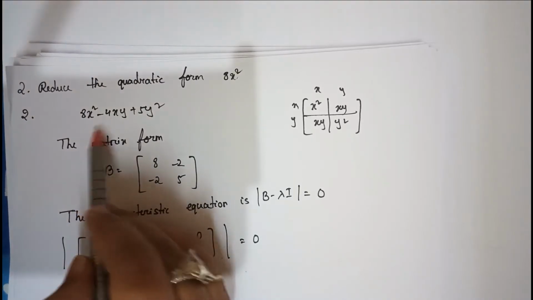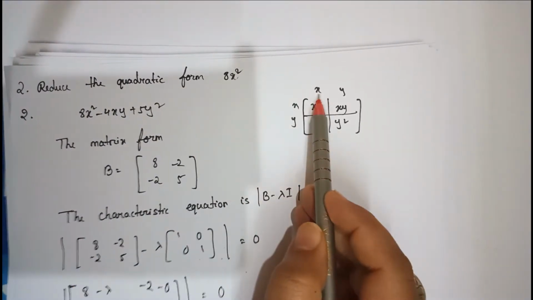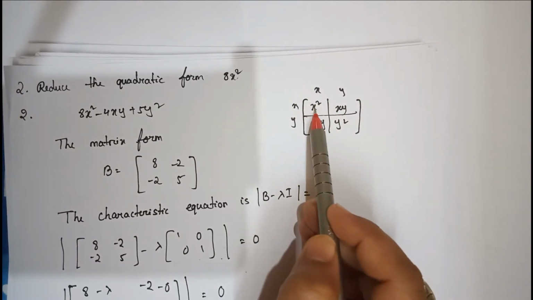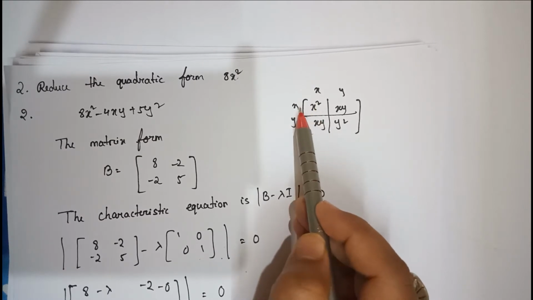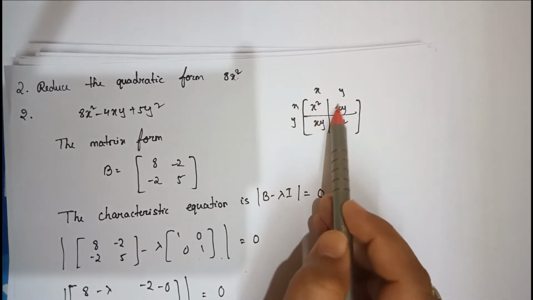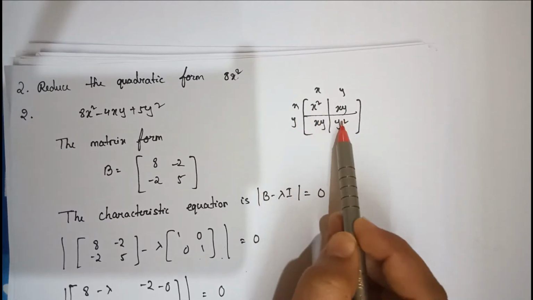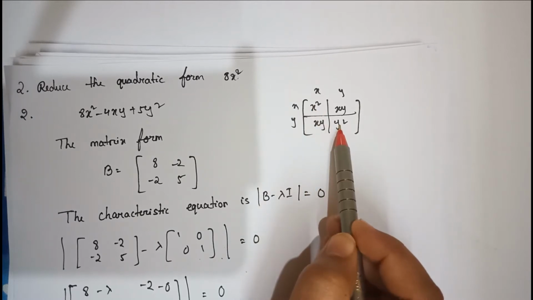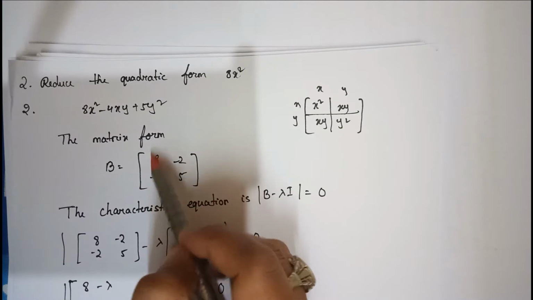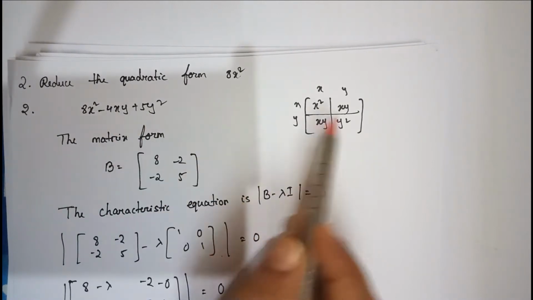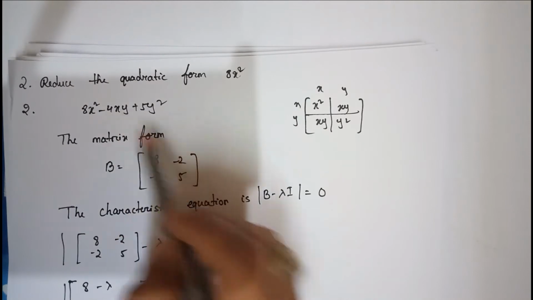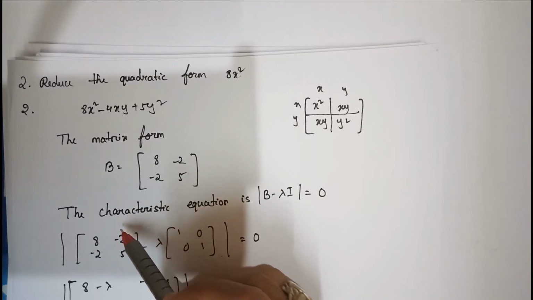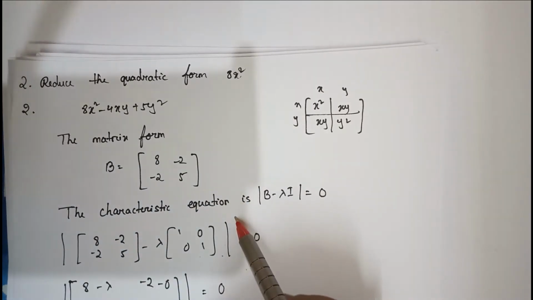So this is my quadratic form, and there are two variables. I wrote xy and xy, and then I made the distribution. Vertically x, horizontally x, it is x square. This is xy, this is xy, this is y square. So the diagonals are x square and y square. The coefficient of x square is 8, so I wrote it. The coefficient of y square is 5. Then there are two places of x and y, so minus 4, I divided it into two symmetrical parts, minus 2 and minus 2. Then apply the characteristic equation as I have shown in the previous question.